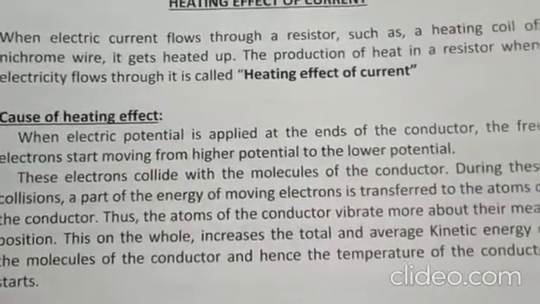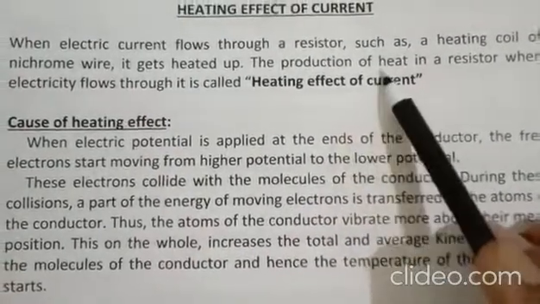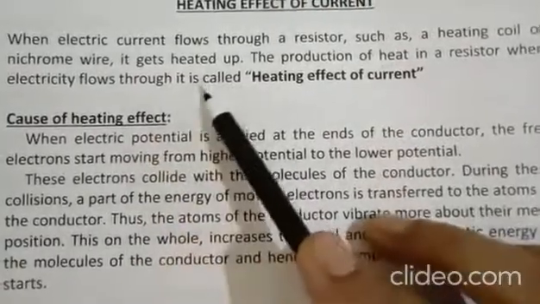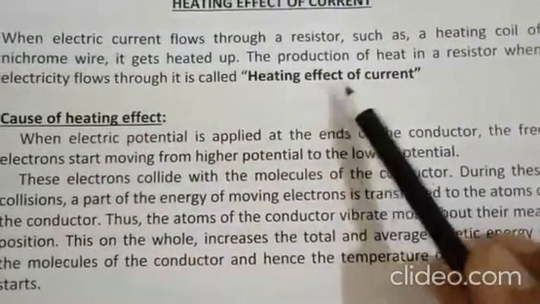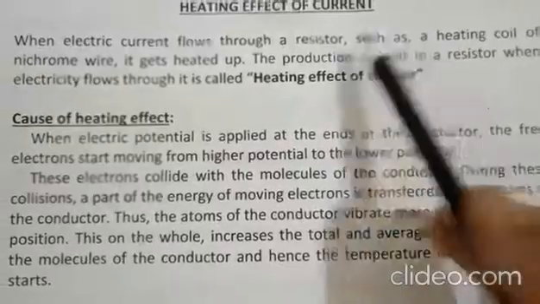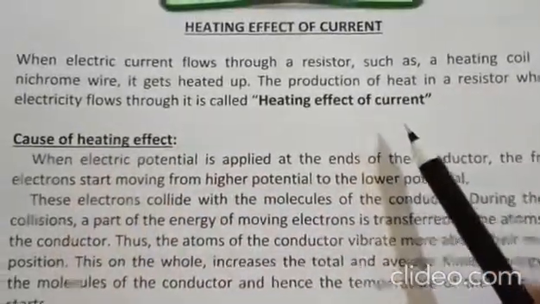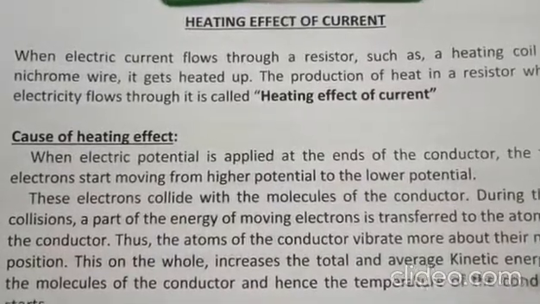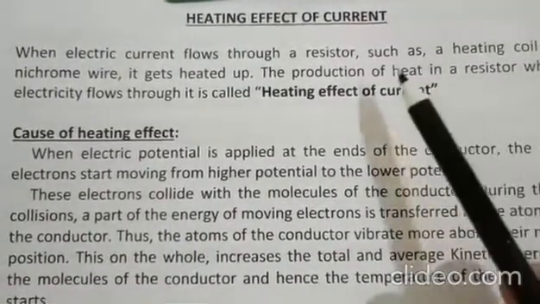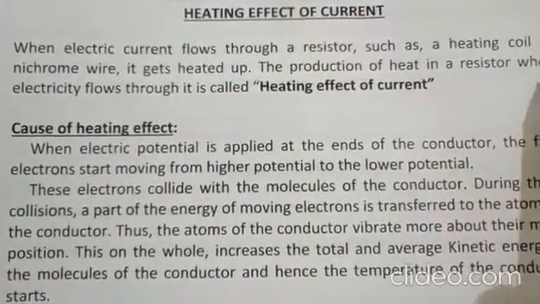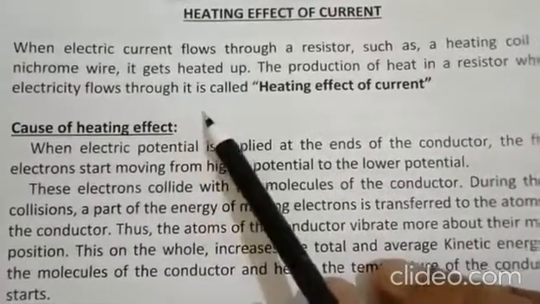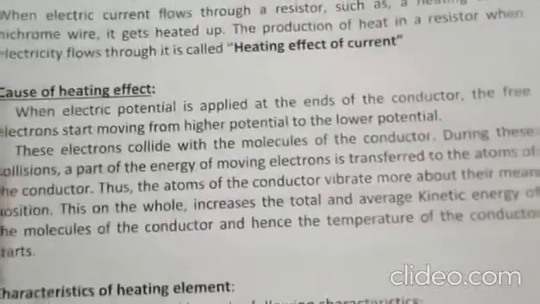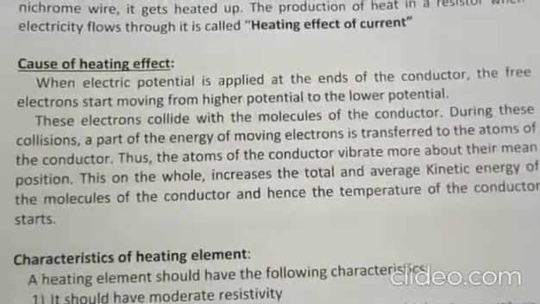gets heated up. The production of heat in a resistor when electricity flows through it is called heating effect of current. So this paragraph is the definition of the word. What do you mean by heating effect of current? So when heat is produced in a resistor due to flow of current in it, that effect is known as heating effect of current. Now the question comes, why does it happen?